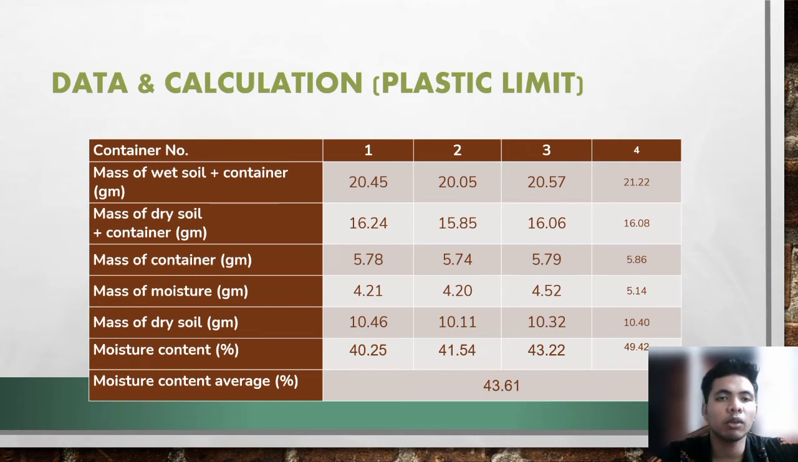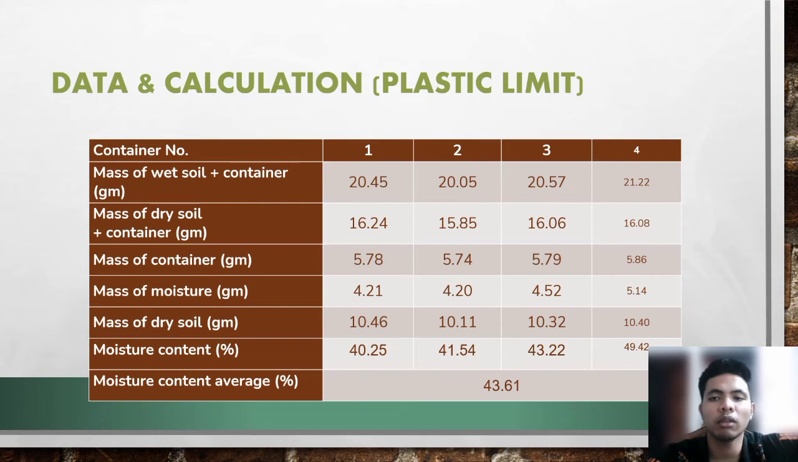Second is mass of dry soil plus container in grams. The first value is 16.24, the second one is 15.85, the third is 16.6, and the fourth is 16.8. Mass of container in grams is the first one 5.78, the second is 5.74, the third is 5.79, and the fourth is 5.86. Mass of moisture is 4.21, 4.22, 4.21 and 4.20.